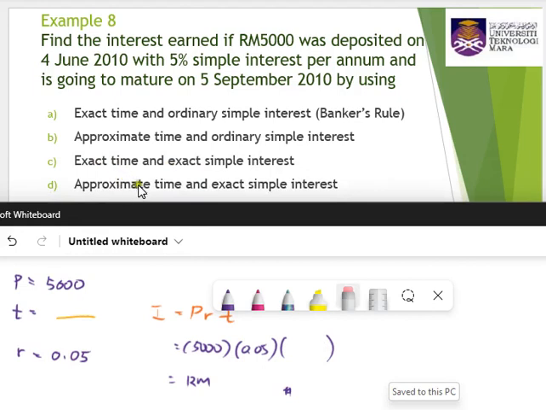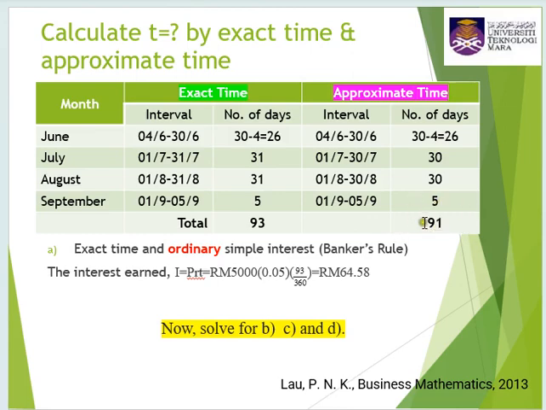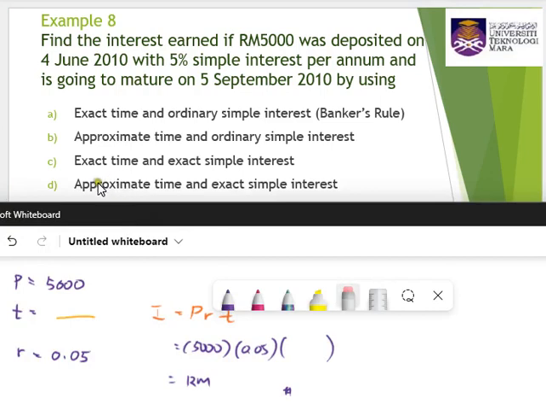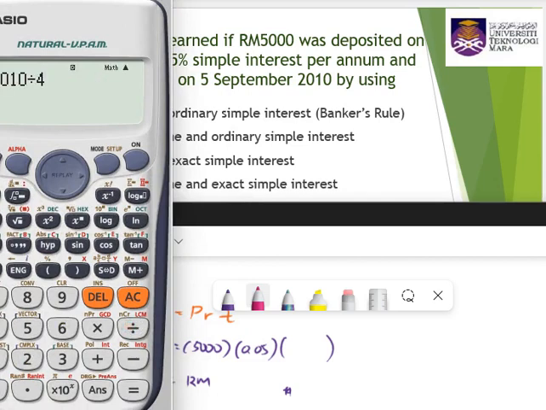Let's proceed with D, approximate time and exact simple interest. For approximate time, the total days that we calculated just now will be 91 days, so for the T value we have 91 days. Exact simple interest is based on the actual days allocated for the year. As I said, is 2010 a leap year or non-leap year? You divide 2010 by 4. If you get a whole number, it is a leap year. If you cannot get a whole number, it is a normal year. You divide by 4, you have 0.5, so it is a normal year.